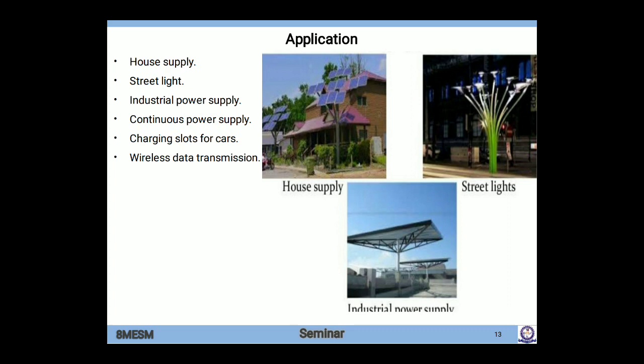Continuous power supply: it should supply electricity continuously. There is no problem of power cuts. And charging slots for cars. For charging the batteries of cars and other vehicles we should also use solar panels. It should also provide wireless data transmission.